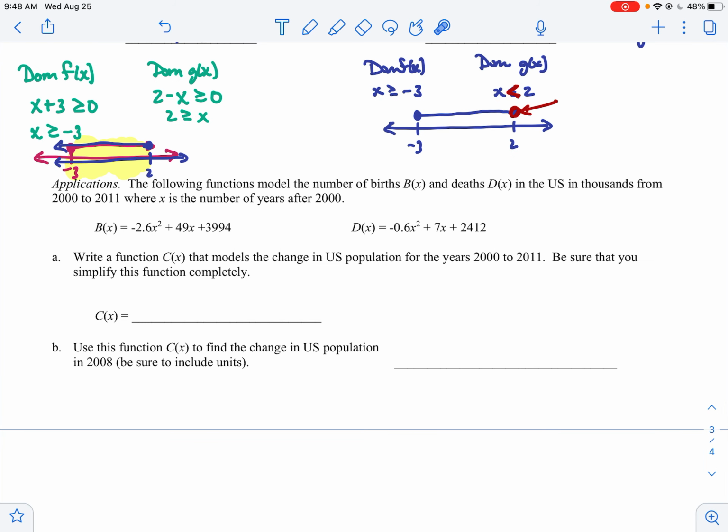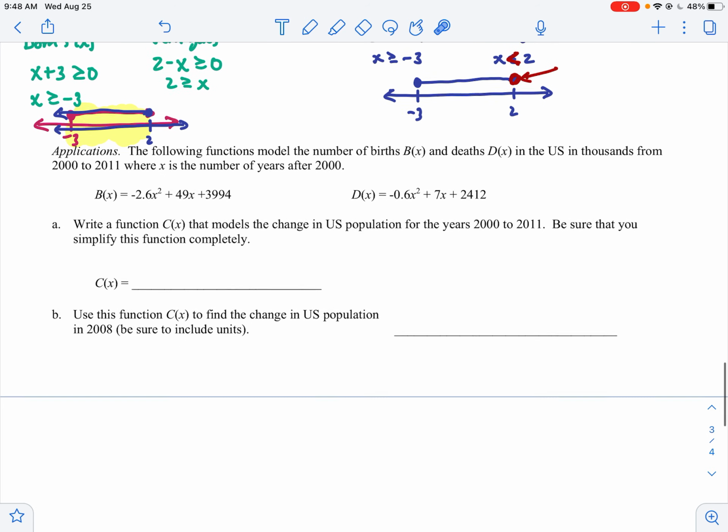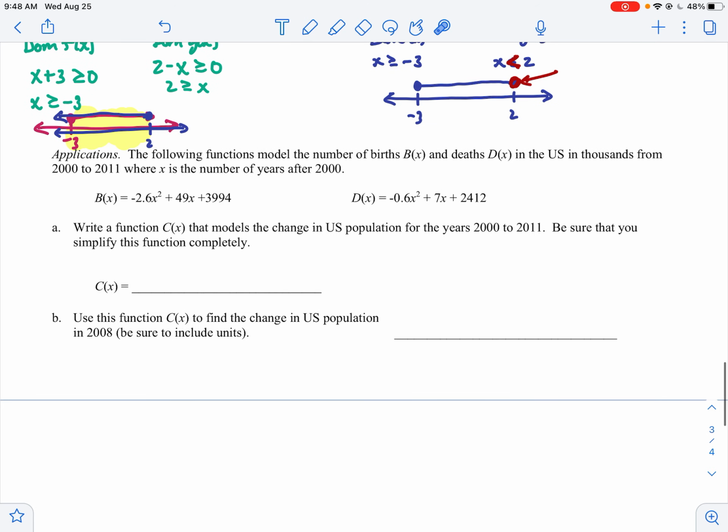It says the following function models the number of births and deaths in the U.S. in thousands over the course of 2000 to 2011. X is the number of years after the year 2000. And so we have this model here that is going to give us the number of births that occur. This is the number of deaths that occur.